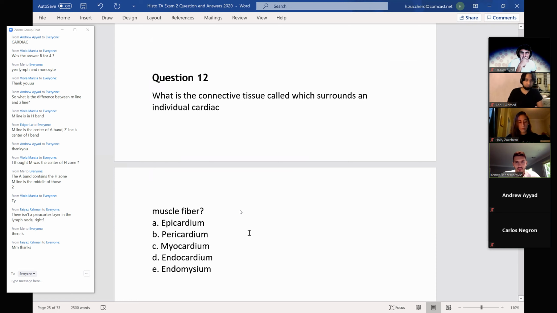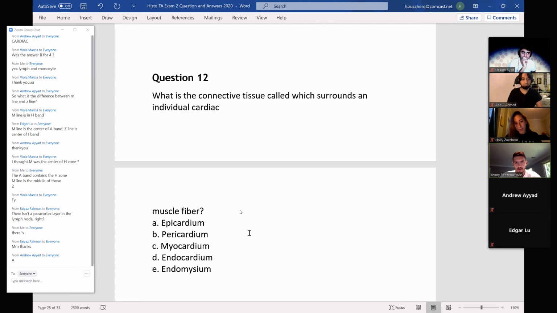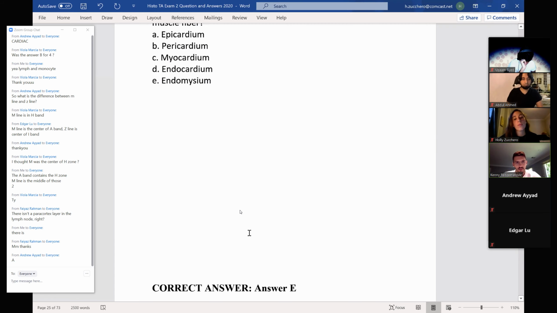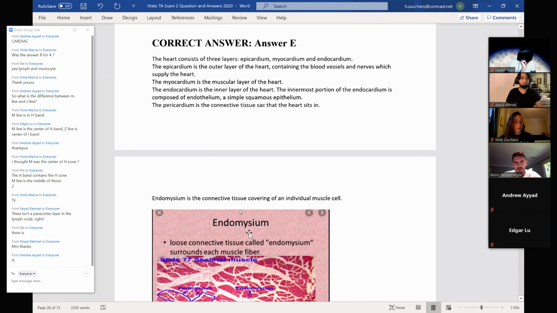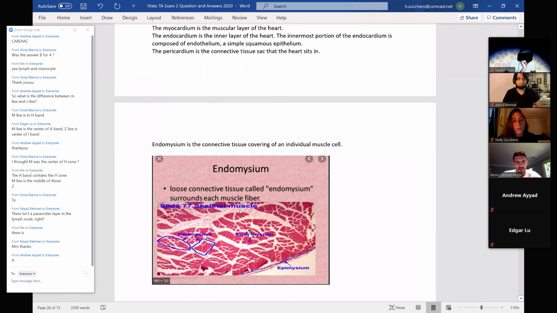What is the connective tissue called which surrounds an individual cardiac muscle fiber? So what do we think? Endomysium. Endomysium, right? That should be a pretty easy one. All the other ones are explaining the layers of the heart, as we just discussed in the last question. So that was a nice segue into it. Just go down to the picture. I think, Holly, you can see a little bit better.